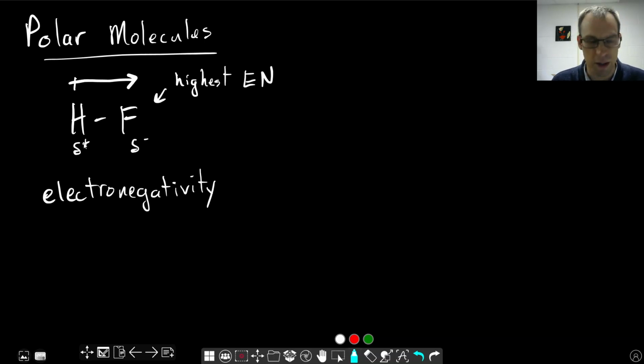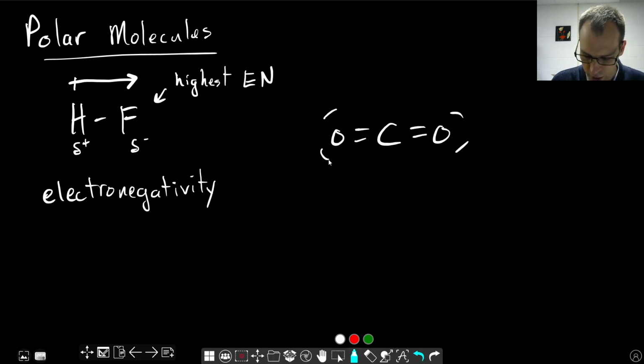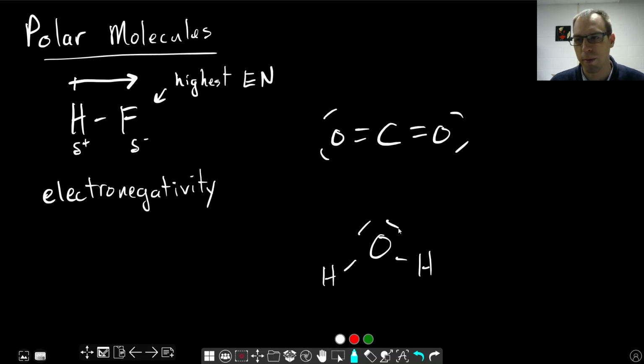HF, we looked at several other types of bonds. But what about in a molecule? Why does molecular geometry matter with this? So let's think about a couple of molecules. We'll first start with carbon dioxide, CO2. We're going to look at CO2 and H2O, carbon dioxide and water, and the differences between these molecules lead to some of the properties that we observe about them.